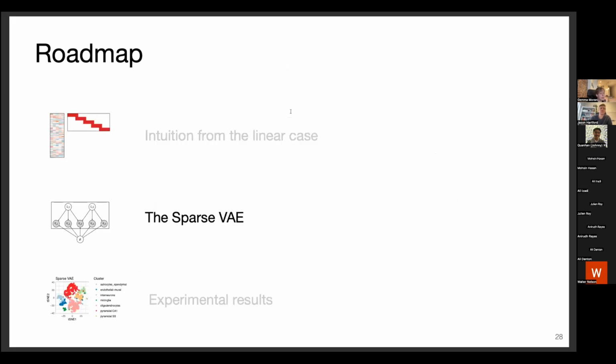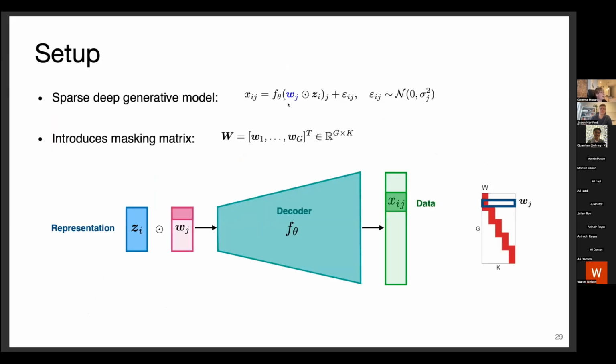So with that intuition about sparsity being built, let's talk about how we incorporate this idea into the deep generative model setup. From before, we had this setup where we introduce our latent factor Z, you pass them through some decoder or generative function F and produce the data. The change that we're making here is that before passing our latent factors through this generator, we're masking them with this W matrix or W vector.